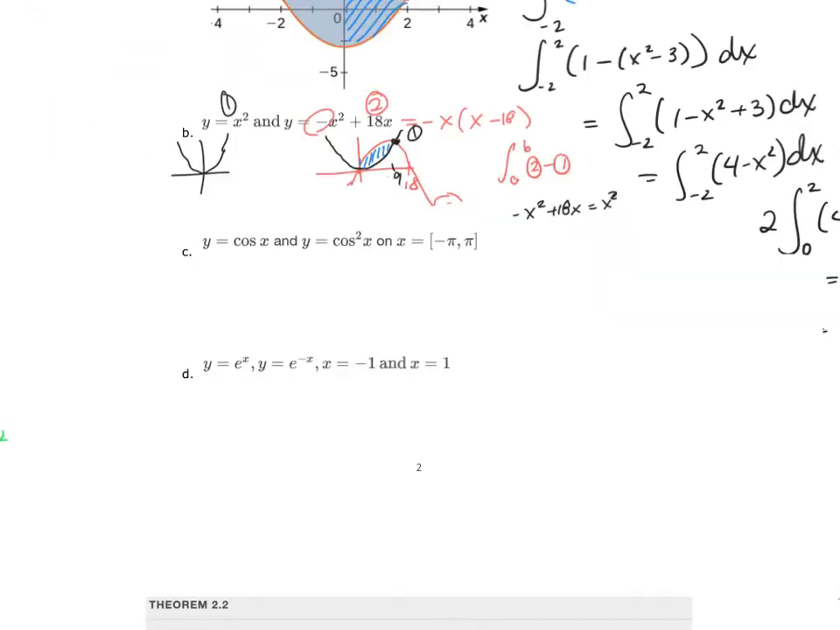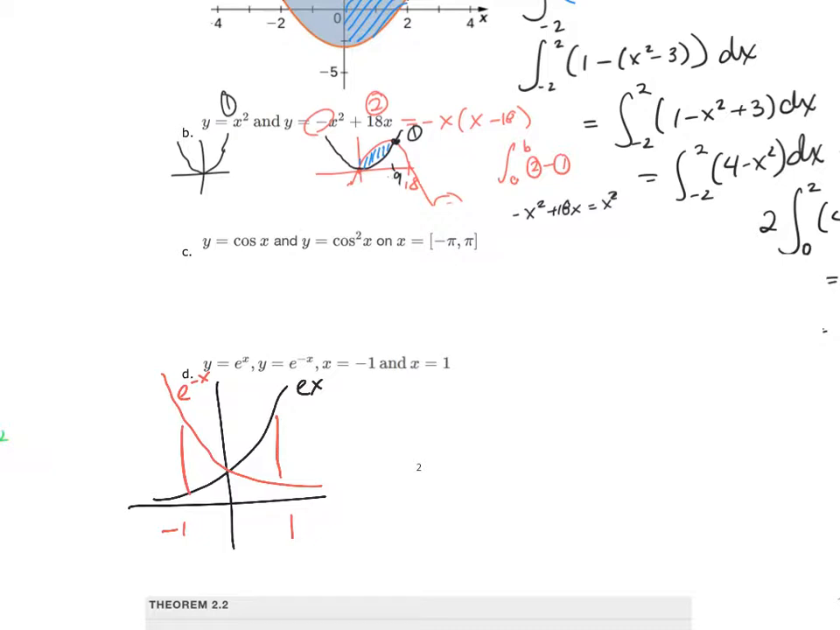So let's take a look at this last one, and we're asked to integrate this. Again, if you can remember what these look like without going to Desmos, it will save you time. So this is what e to the x looks like. E to the x looks like that. e to the negative x looks like that. And we're being asked to integrate between -1 and 1.